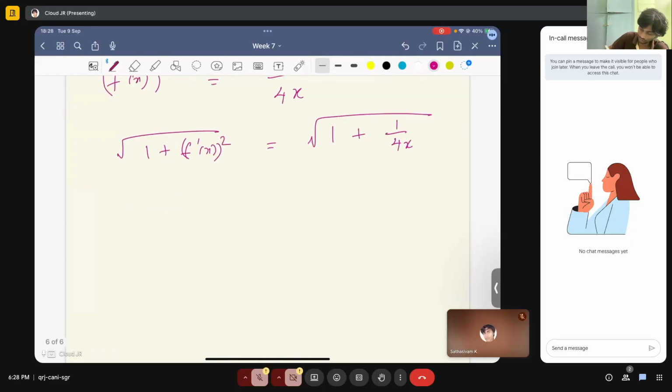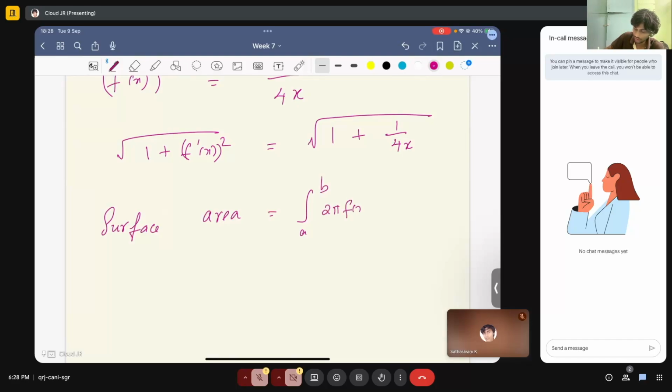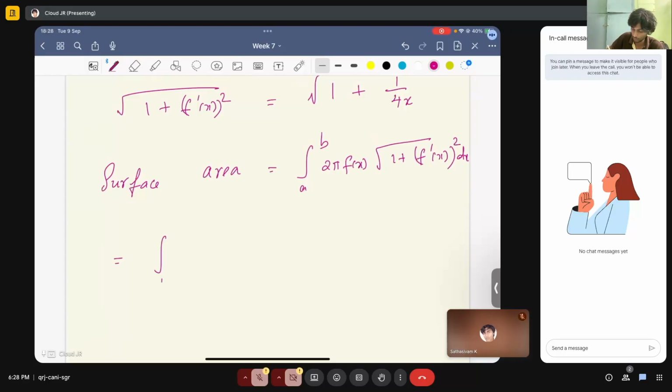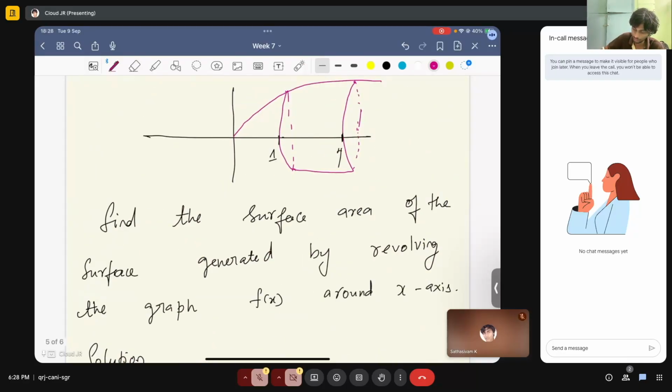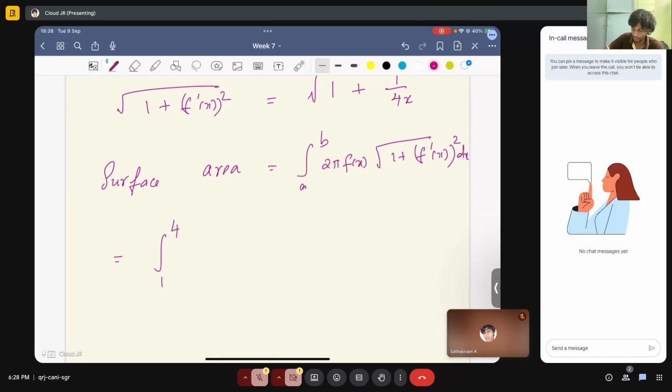Now let's find the surface area. Surface area is nothing but the integral from a to b of 2 pi f of x times the square root of 1 plus f prime of x squared dx. So this is the formula. Now what you're going to do is just substitute here. This is the integral from 1 to 4, because we want to find the surface area from 1 to 4 only. So this will be the integral from 1 to 4 of 2 pi, where your f of x is square root of x, times the square root of 1 plus 1 by 4x, dx, right? So this is what we have.